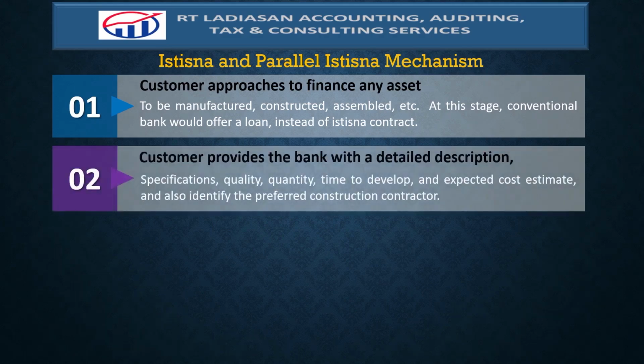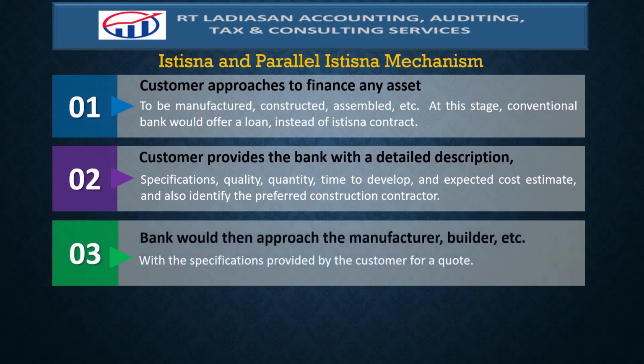The second step is the customer provides the bank with a detailed description, specifications, quality, quantity, time to develop, and expected cost estimate, and also identifies the preferred construction contractor. The third step, the bank would then approach the manufacturer, builder, etc. with the specifications provided by the customer for a quote.